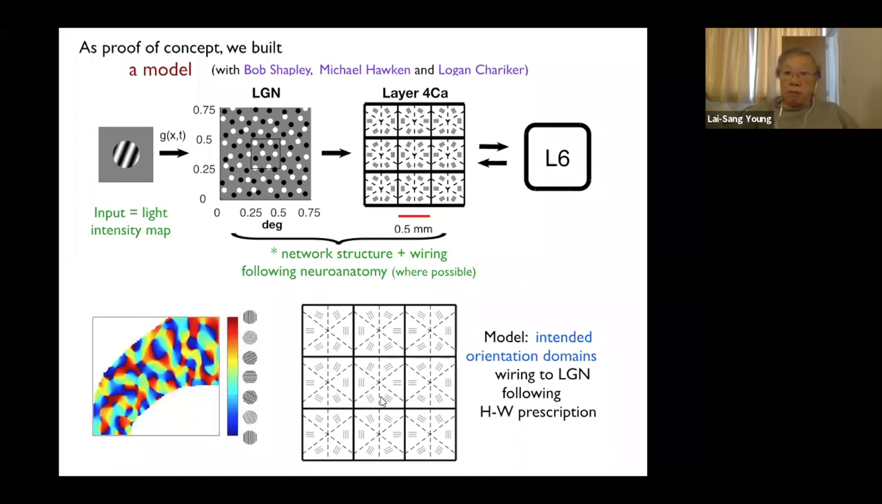But the point is that for each one of these domains, the fact that I marked vertical means that I'm going to connect it to 2 rows or 3 rows of LGN cells that are vertically aligned. And this one is connected to two rows of LGN cells that are aligned like these bars have indicated. So in other words, I followed the prescription of Hubel and Wiesel, and see what happens.